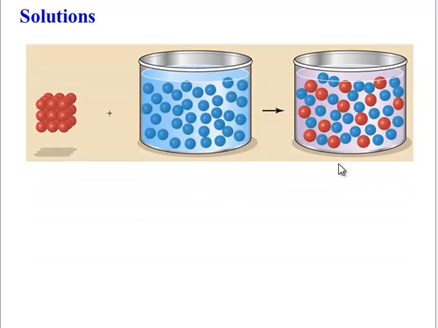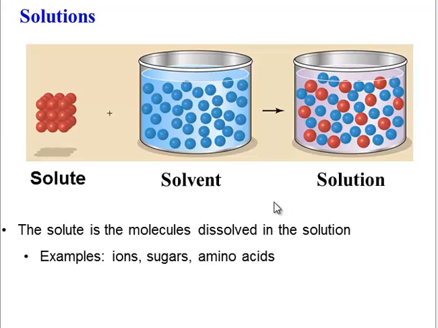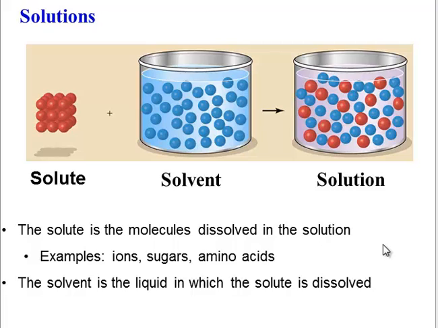In order to understand passive transport, let's review some basics about solutions. When you make a solution, there's two main ingredients. There is the solute, which is the molecules that you're dissolving. There's the solvent, which is the liquid that you're mixing the solute into. And when you put those together and mix them evenly, you get the solution. Now in cells, examples of solutes are ions, sugars, and amino acids. And in cells, the solvent is almost always water.